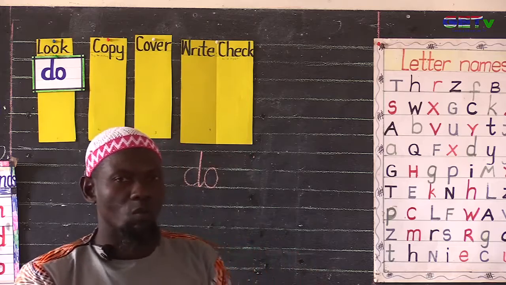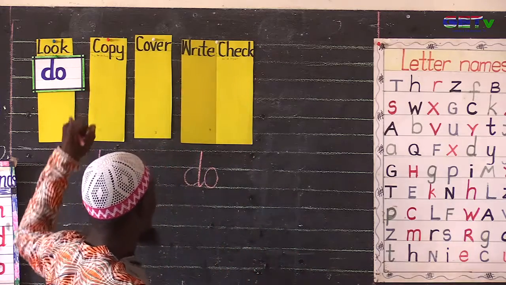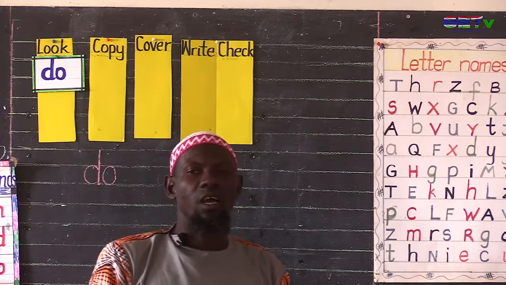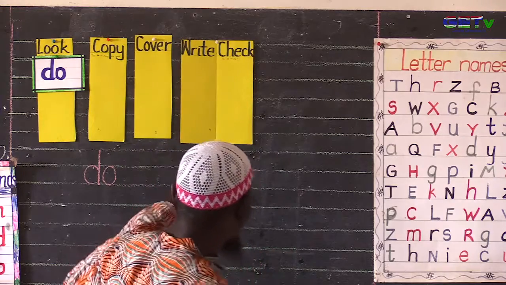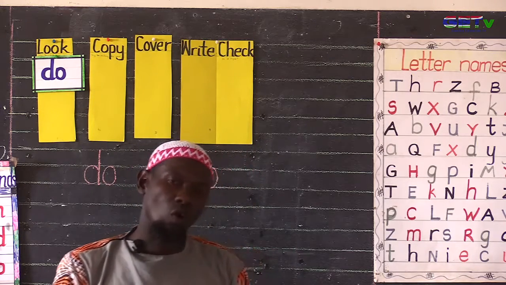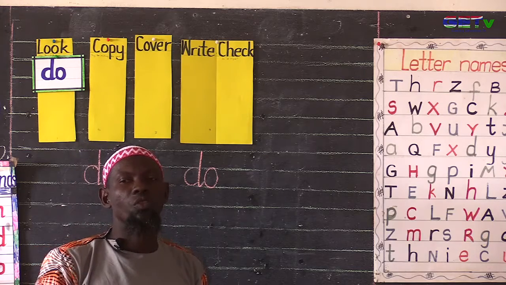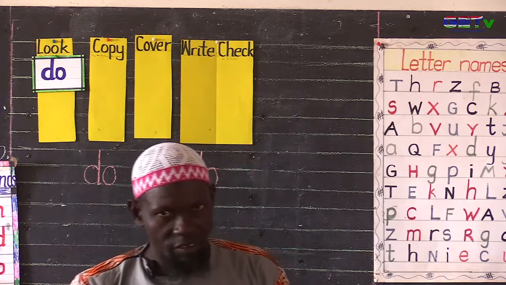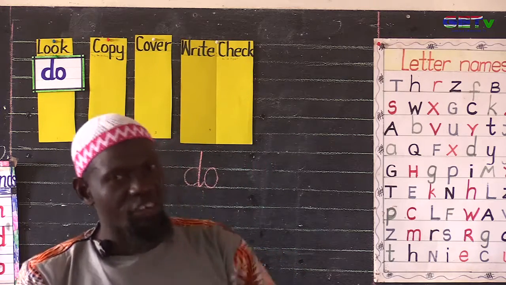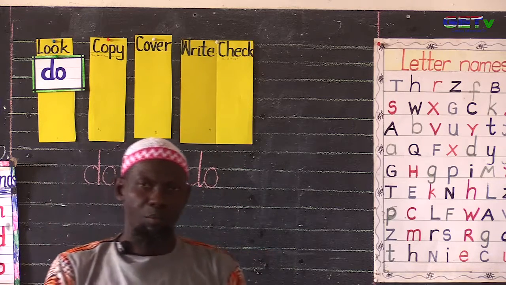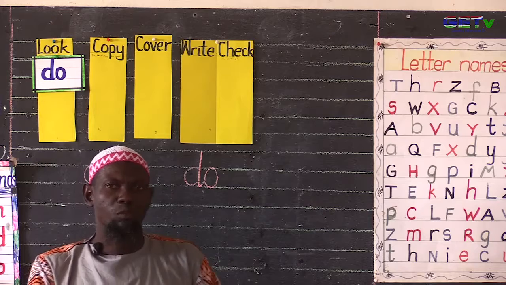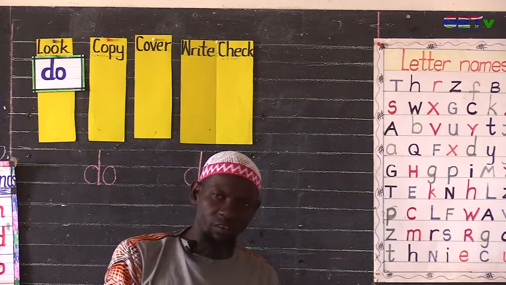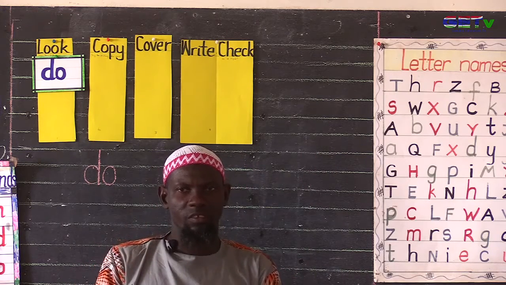Check whether the one you looked at and the one you copied is the same as the one you wrote while covered. Whether they are the same or they are not the same. If they are the same, you got it correct. If they are not the same, you try again. Practice helps one to become perfect. If you get it wrong, have another chance. But always remember this process.